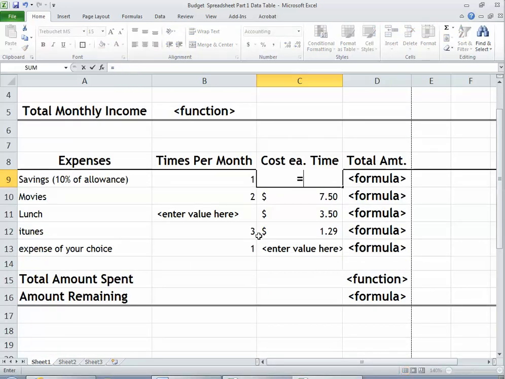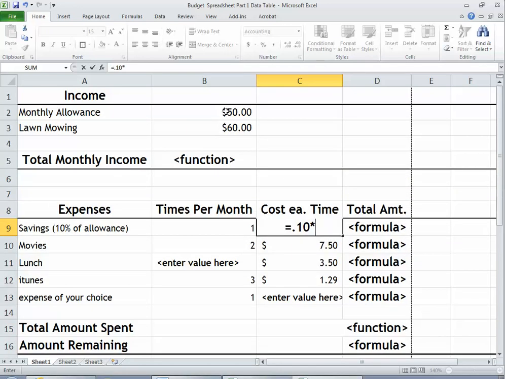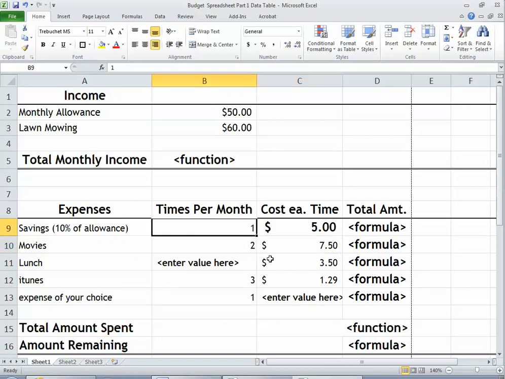So if you were to do an equal and 10%, 10% is 0.10 times your monthly allowance. All right, so if you're looking at that formula, the decimal version of 10% is 0.10 times your allowance, which happens to be B2. Press enter, and it's telling you, okay, that's going to be $5 per month. You can then also decide how many times a month you want to do that. So if you get allowance a couple of times a month or whatever, maybe you want to put savings in twice a month, so $10 is what it'll end up being.